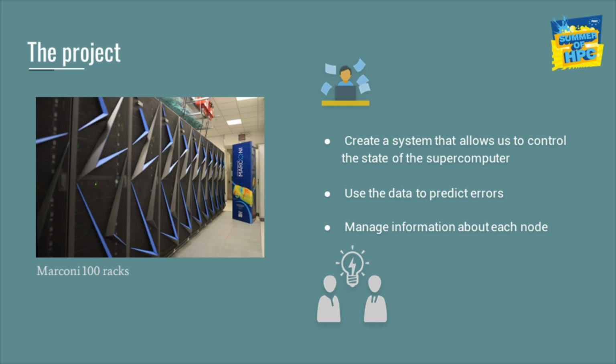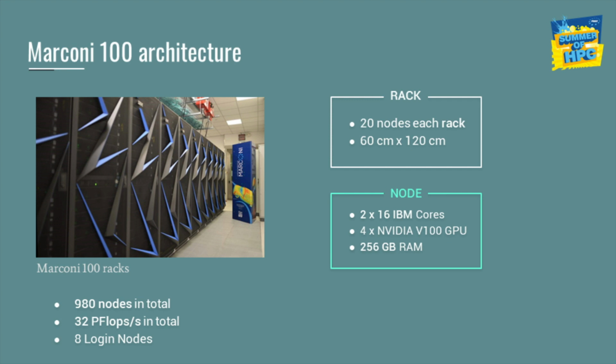But first of all, let's take a look at the Marconi 100 architecture. Marconi 100 is made up of 55 racks. Each rack has 20 nodes inside it, and each node is composed of two 16-core processors and 4 GPUs. It is worth noting that with its 32 petaflops, it is one of the most powerful supercomputers in Europe.